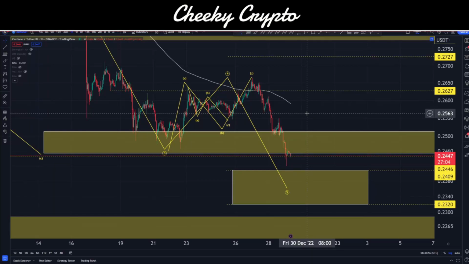Today, guys, we're going to be jumping down into the world of Cardano's ADA, taking a look at what has been going on most recently and what we think is likely to happen next.